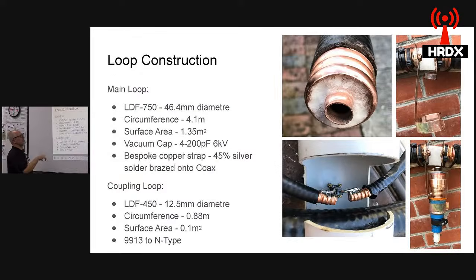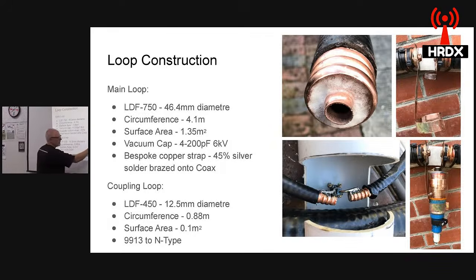Now, the stuff I did to hopefully try and imitate the parameters I've been talking about. Here's the end of the coax. I silver soldered around here on the inside and the outside these copper brackets for the vacuum capacitor. There's the vacuum capacitor in the actual brackets. Coupling loop is just connected. There's a bit of 9913 that goes to an N-type, and it's literally an unshielded loop.